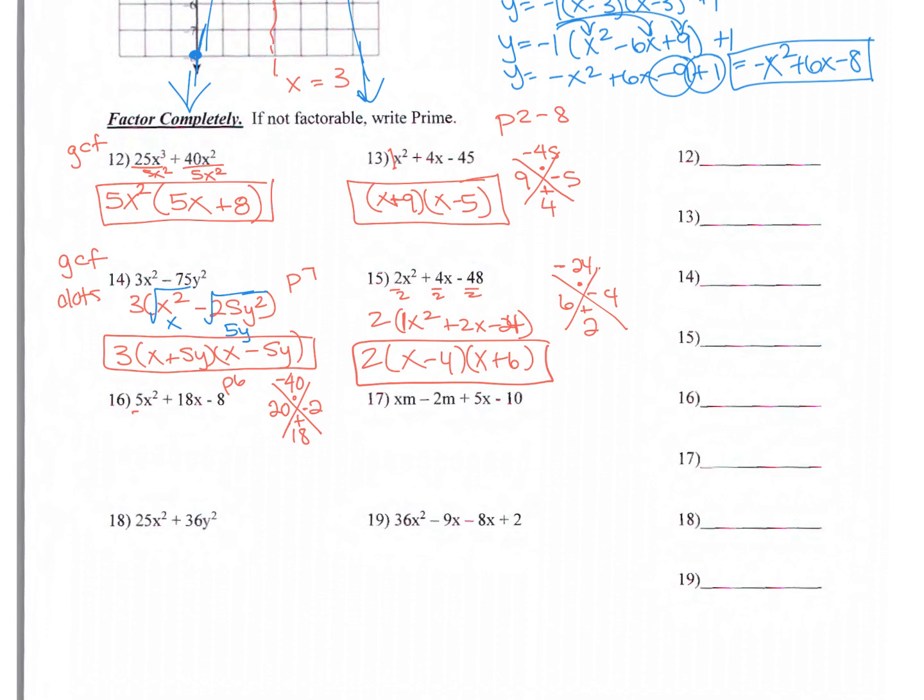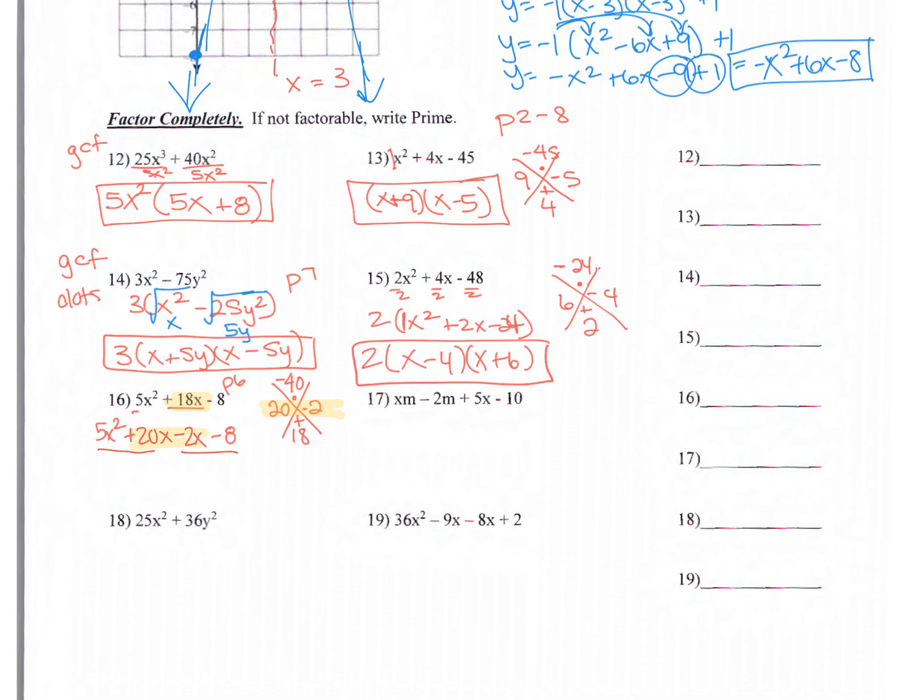I am not going to write them in parentheses. I'm going to rewrite my 5x squared and my minus 8, leaving a bunch of space. And instead of writing this 18, I'm going to write my side numbers, which add up to 18x. So I'm going to write this as a plus 20x minus 2x. And you could have written those in either order. Both ways work fine. I'm going to underline the first two and last two because now there's 4 terms.